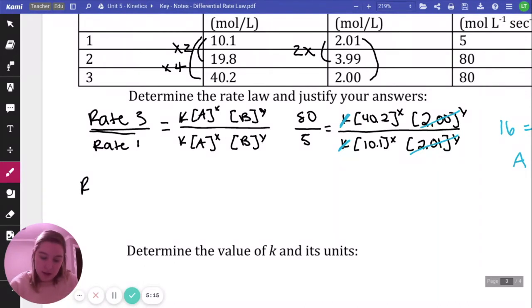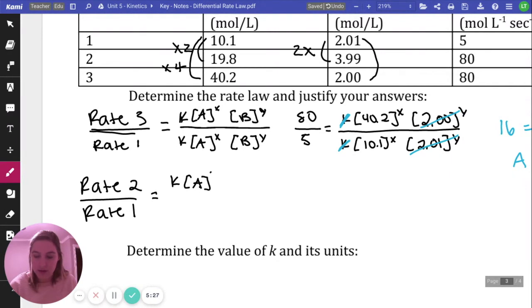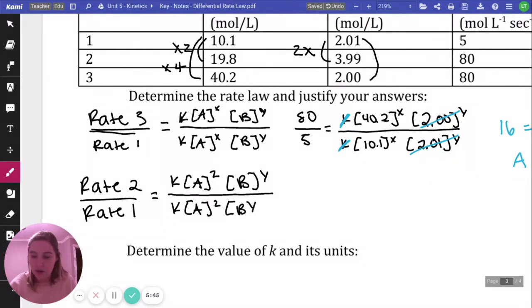So now, same comparison. We're going to compare rate 2 and rate 1. I still know my equations. It's going to be K, concentration of A, and this time it's concentration of A squared, because I do know that it's second order. I figured that out last time, times B, and I don't know the order of B yet, so it's going to be B to the Y. All over the same thing for rate 1: concentration of A squared, concentration of B to, and I don't know the order on that one. So that's what we're solving for.